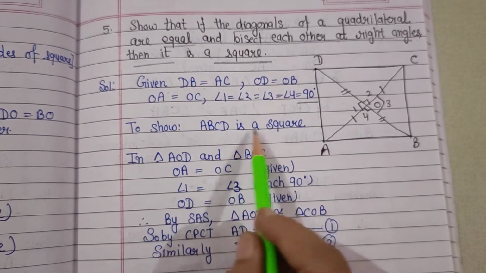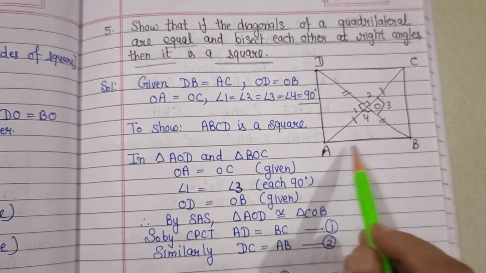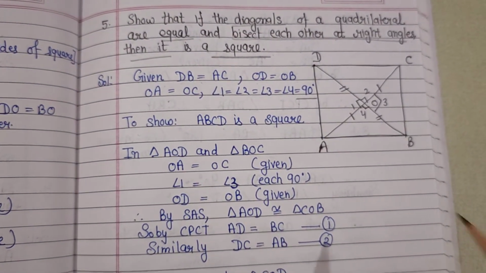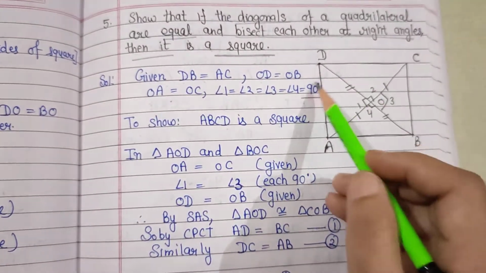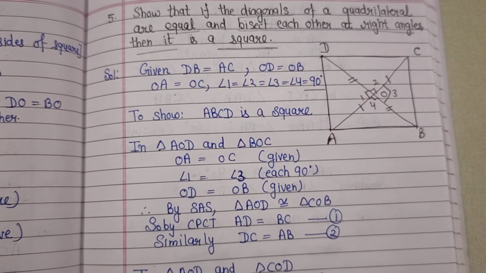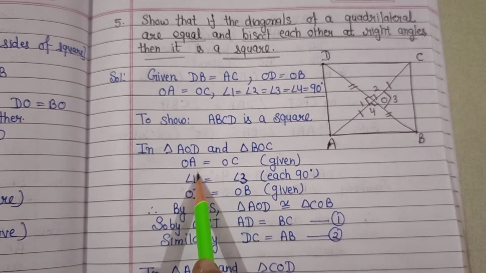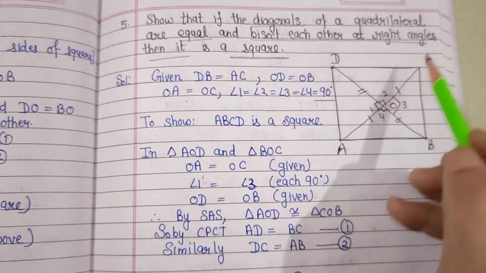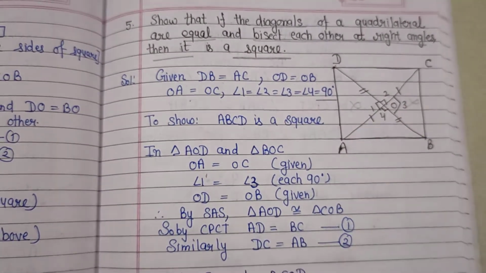To show ABCD is a square, it means we have to show AB is equal to BC is equal to CD is equal to DA, and we have to show that all angles are 90 degree for proving it is a square. Now for the first part, I am taking triangle AOD and BOC. These two triangles I am taking.